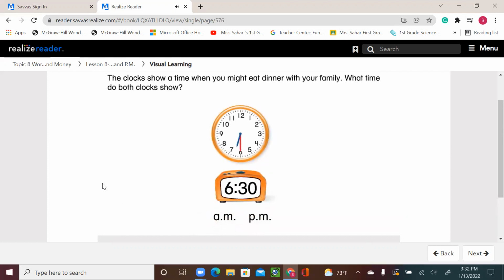The clocks show a time when you might eat dinner with your family. What time do both clocks show? The clocks show 6:30. Do you eat dinner in the morning or the evening? Is this time AM or PM?